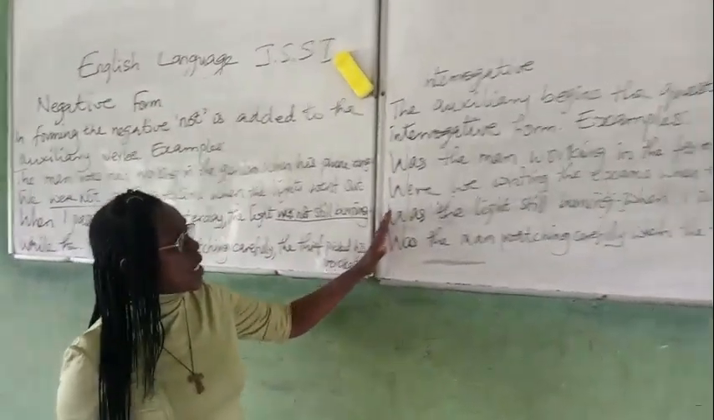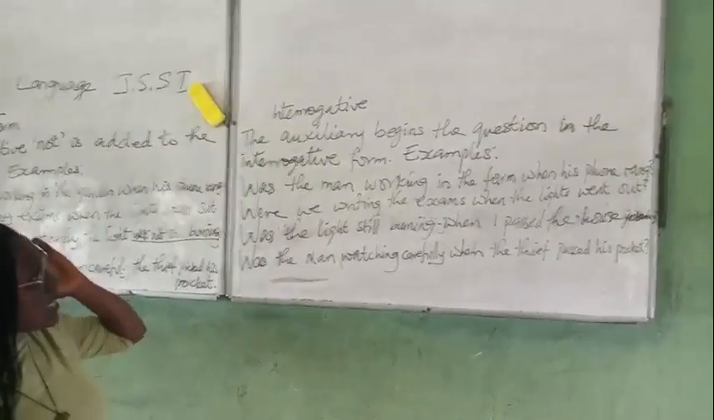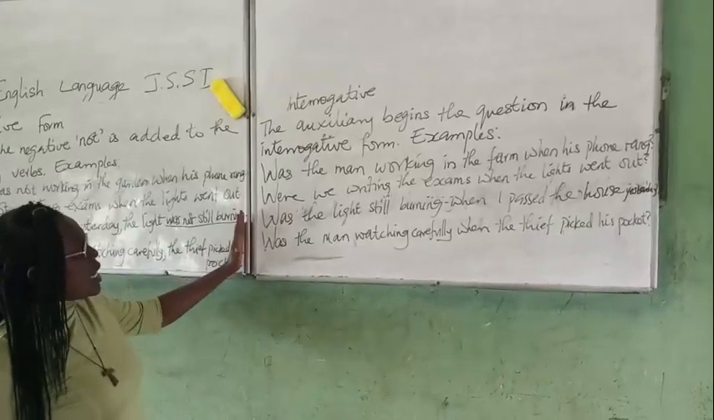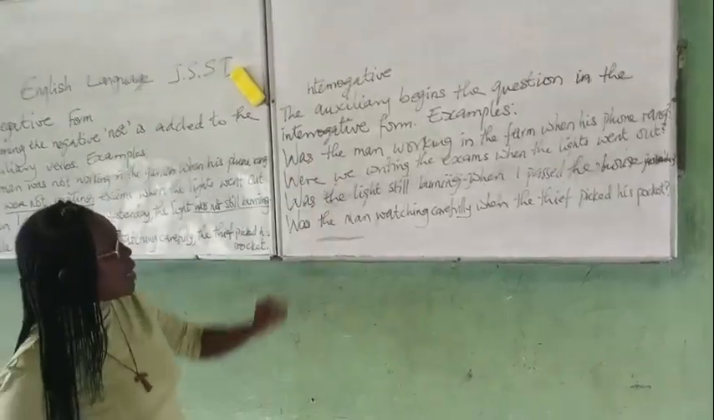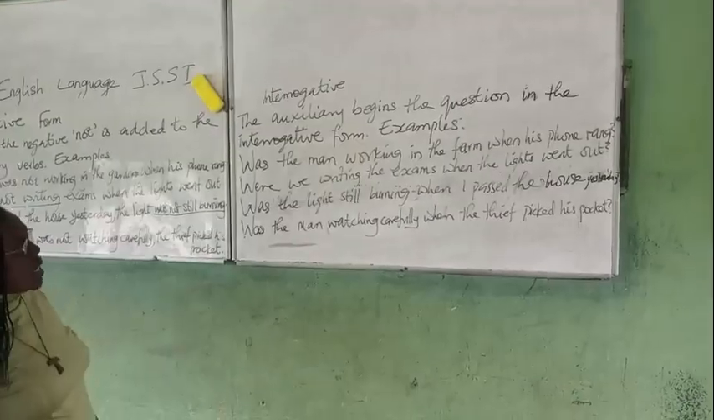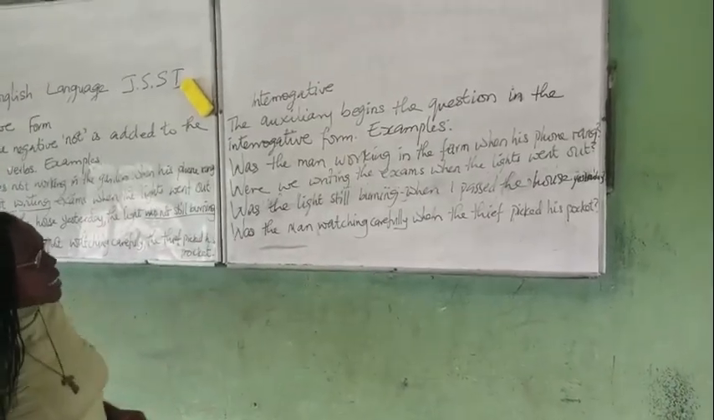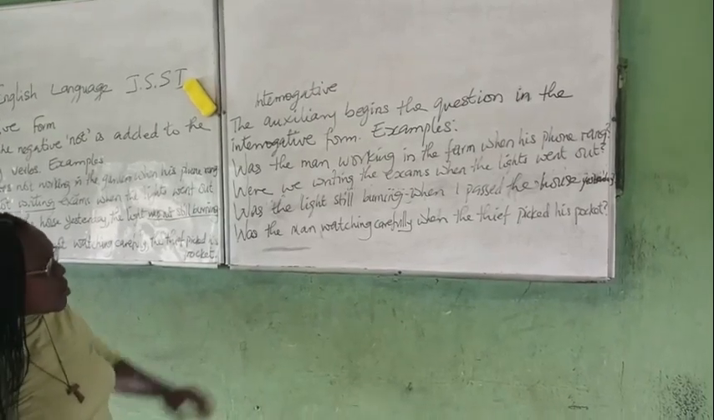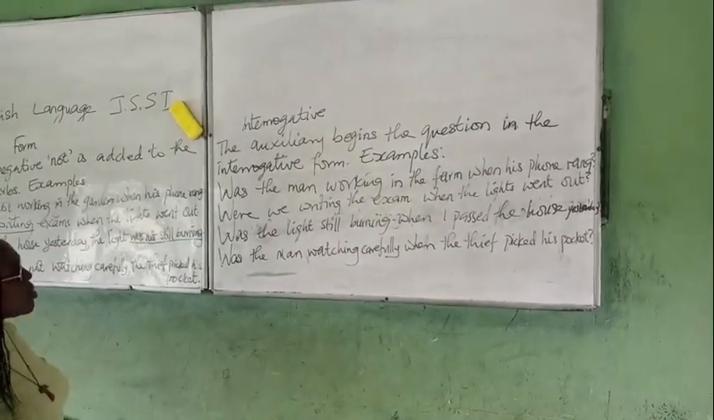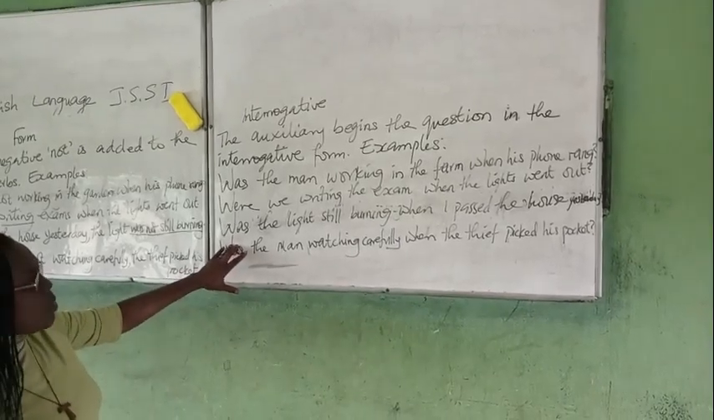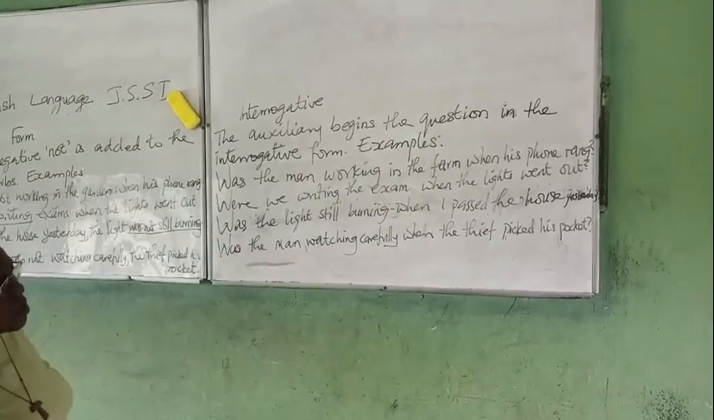Then for the interrogative form, that is asking a question, the auxiliary now begins the sentence. That's why we have them here. Was the man walking in the farm when his phone rang? Were we writing the exams when the lights went out? Or were we writing the exam when the lights went out? Was the light still burning when I passed the house yesterday?